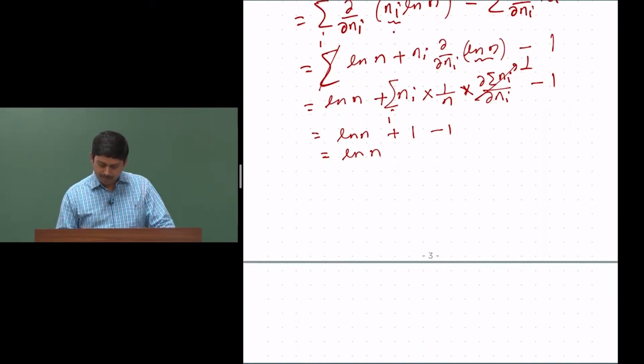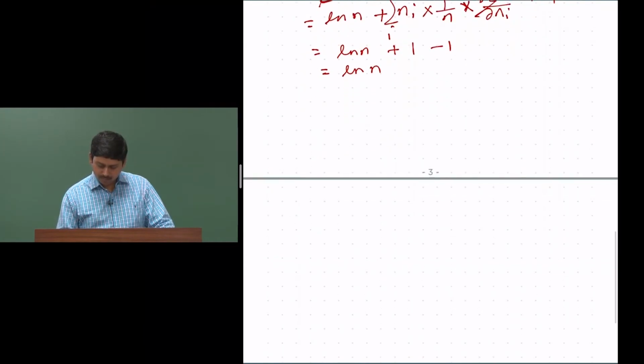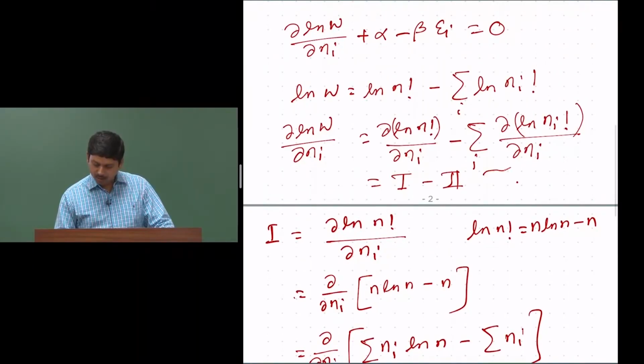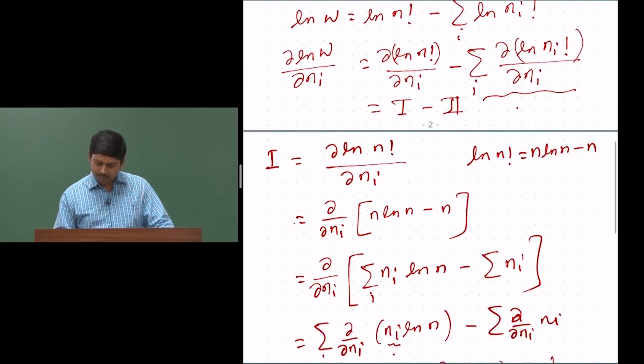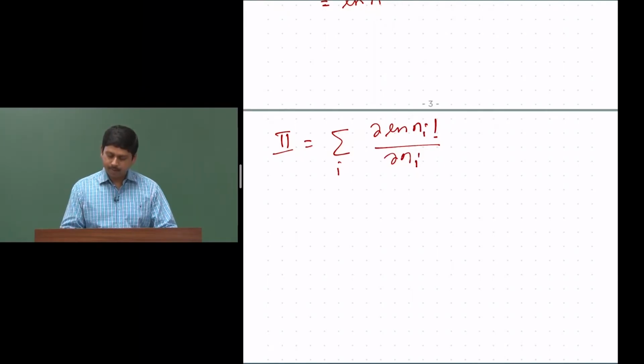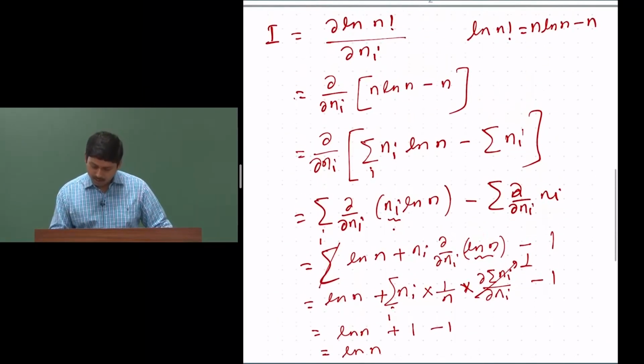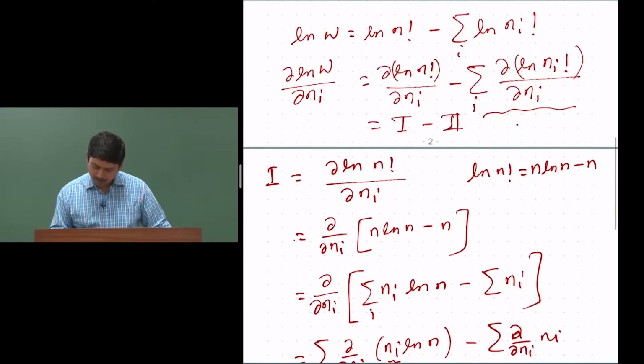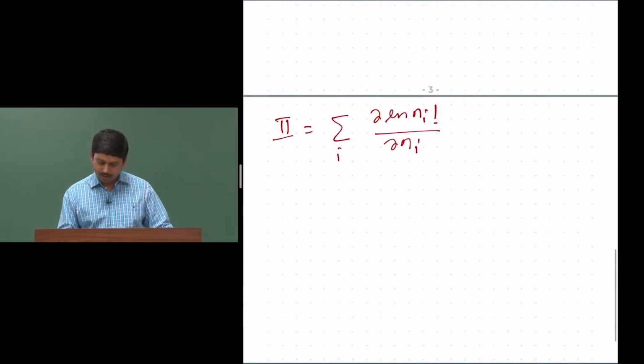Now, let us do the second term. What was the second term? Let us see. The second term was this particular term, sum over i of del ln ni factorial by del ni. Is that the case? Let me see. Del ln ni factorial by del ni, yes, that is the case. So, then sum over i of del ni of ni ln ni minus ni.